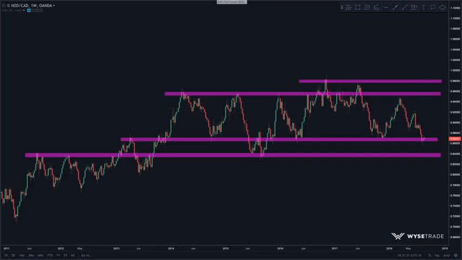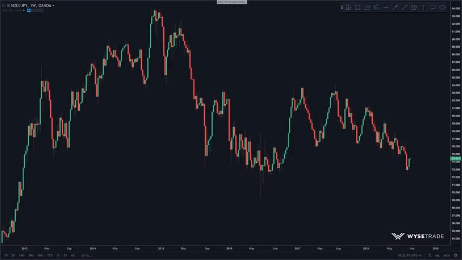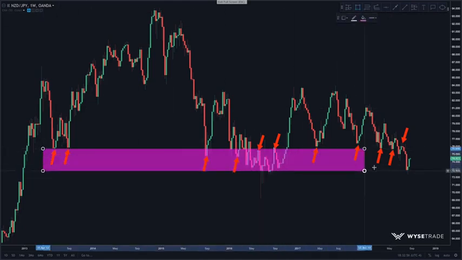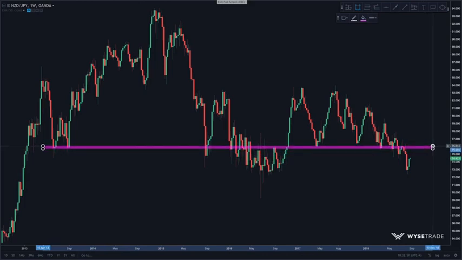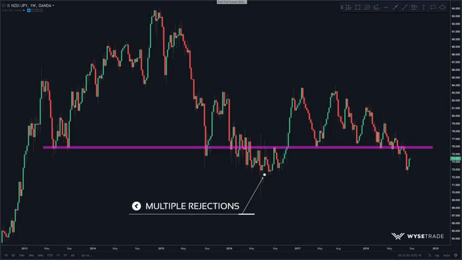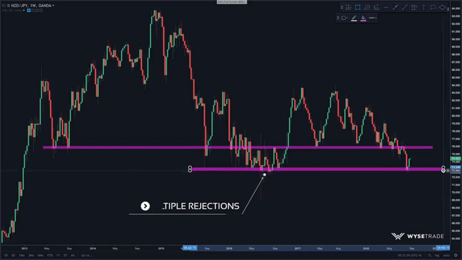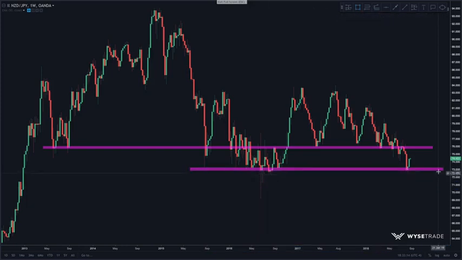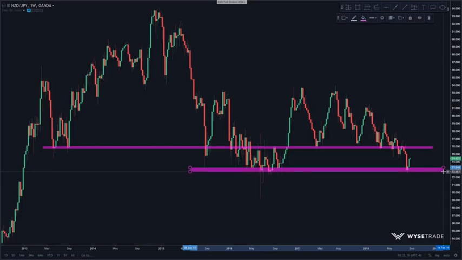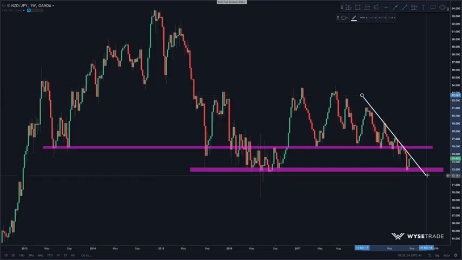So let's jump to the Kiwi Yen. Here we have 11 rejections of this level, so we put in a zone. Down here, we had multiple rejections of this level and another zone. We also have a trend line connecting these points.